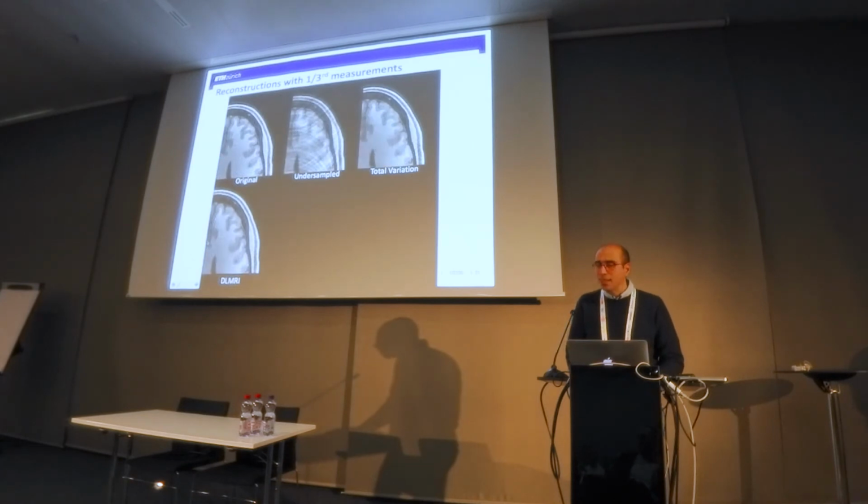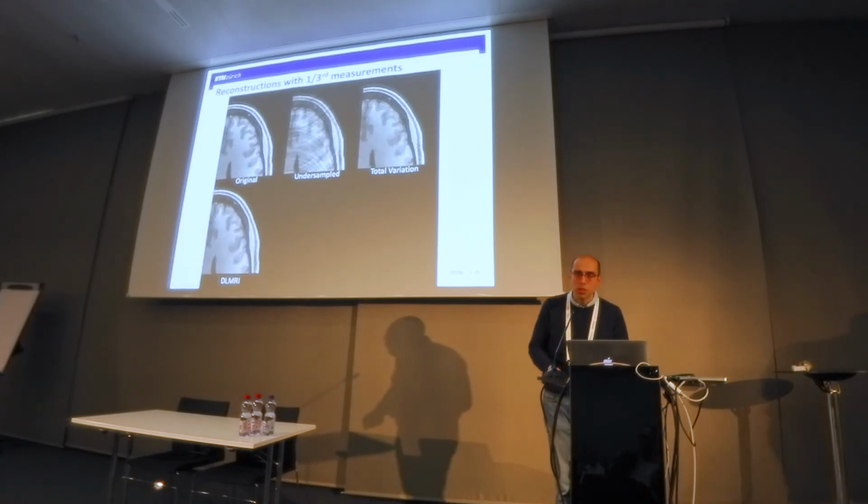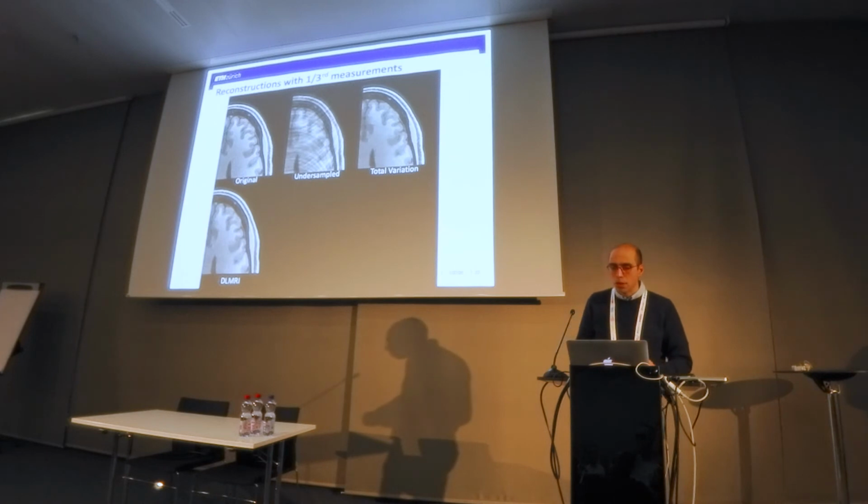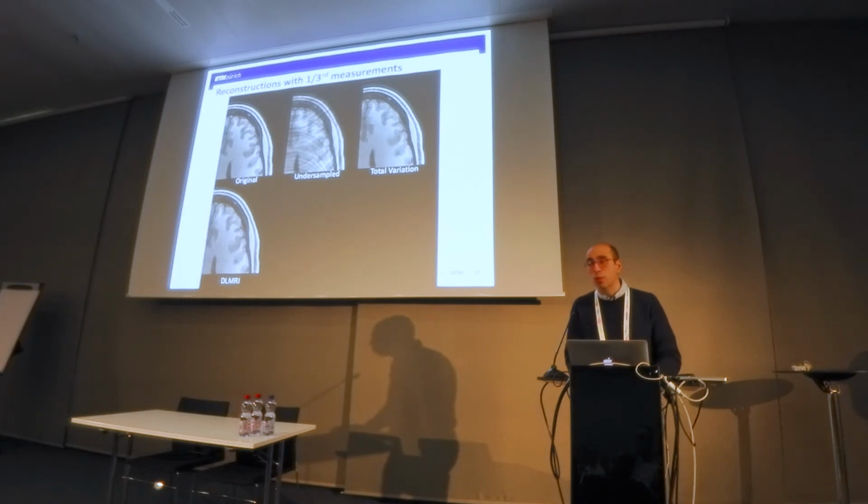Now, it all looks nice. The total variation is a bit cartoonish, and the DLMRI looks nice, and so on. What is quite interesting is that, although it looks nice for the human being, it can actually miss really crucial details. For example, the little triangle here doesn't really appear in most of them. That's because they don't really have an understanding of the underlying anatomy.